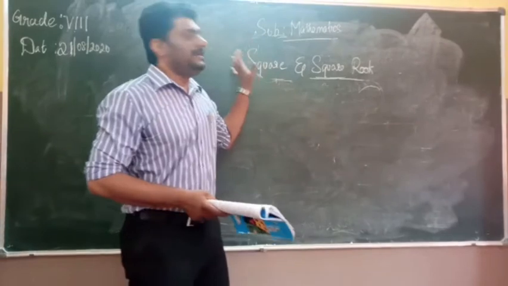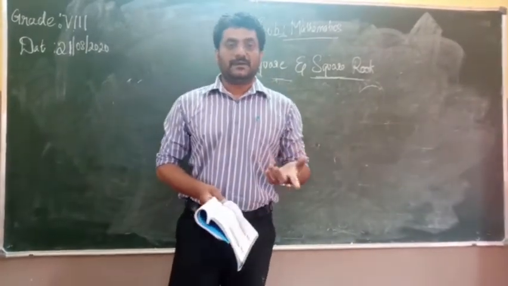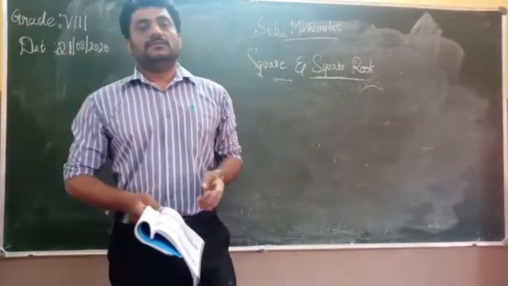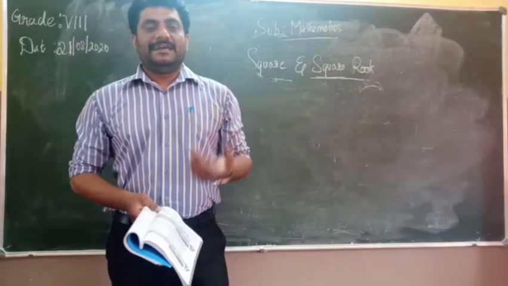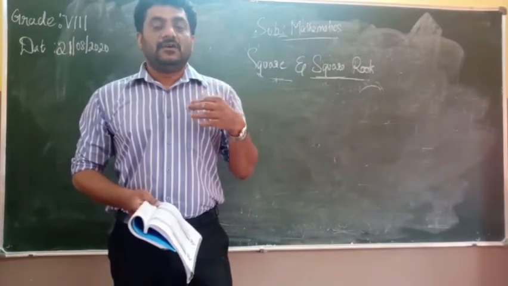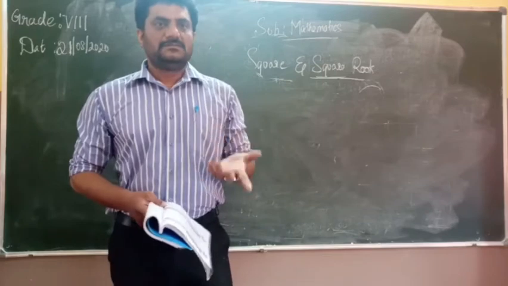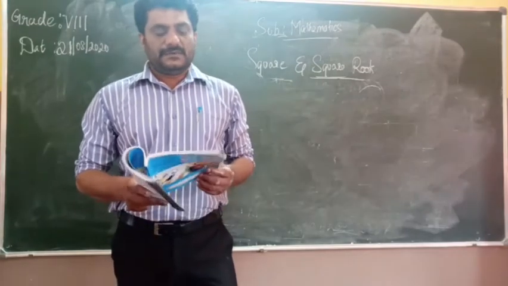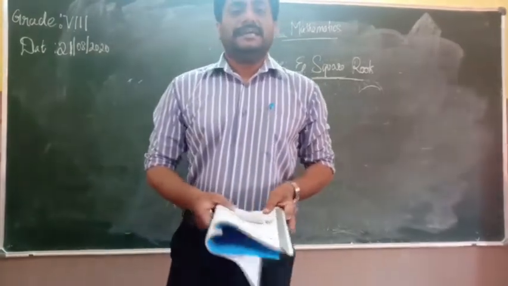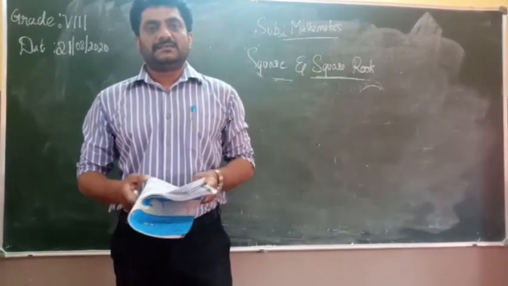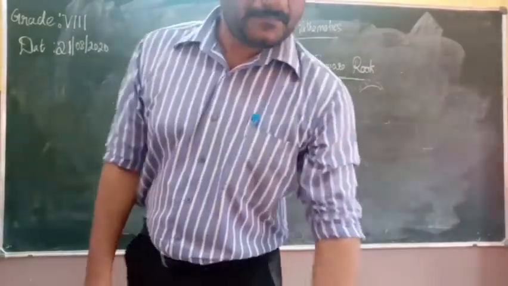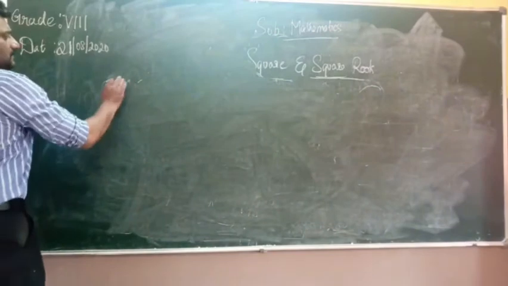In the last class, we studied squares and square roots. We started with the square: what are square numbers, how do we know what square numbers are, and how to find the non-perfect squares between two square numbers. Now we will start some interesting patterns in the squares, starting with adding triangular numbers.